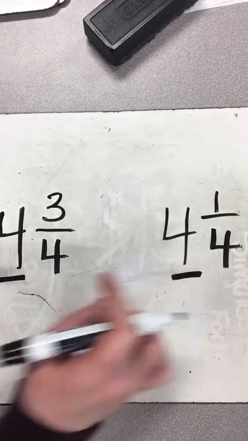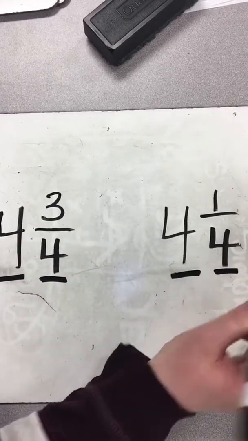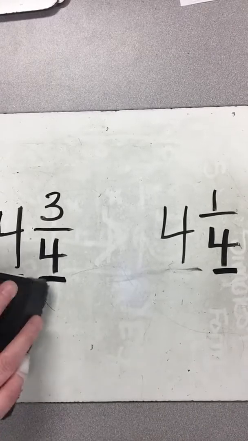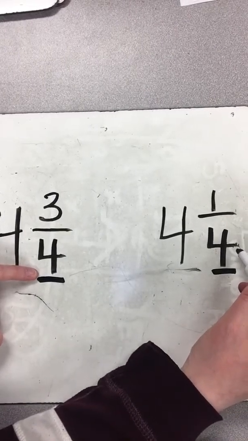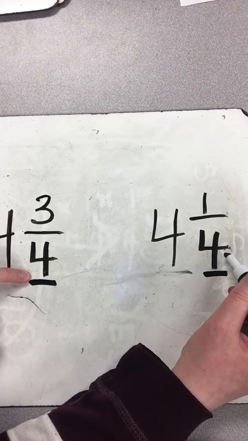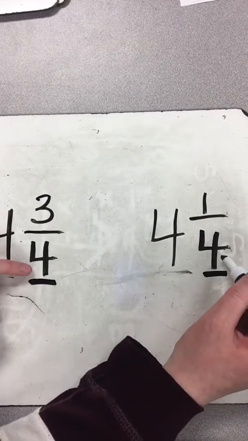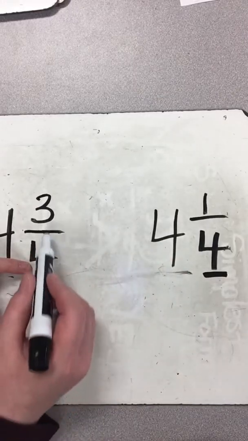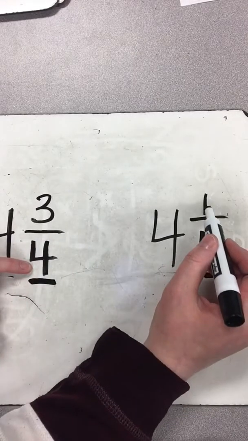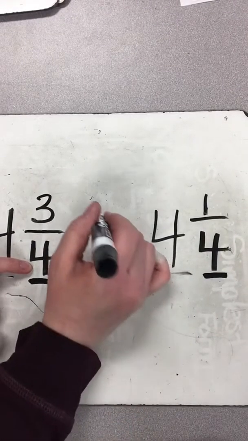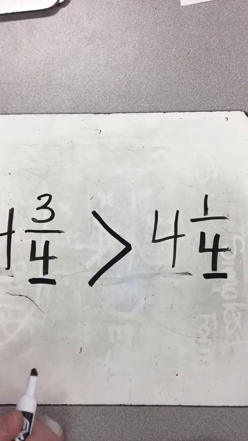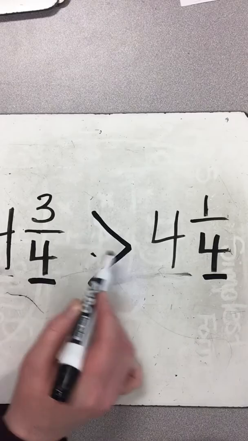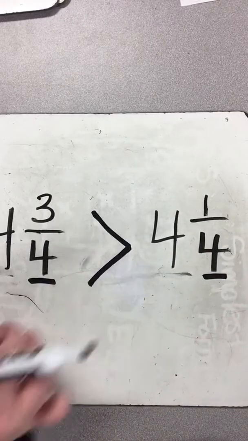So both of my whole numbers are 4. I'm checking out the next part, which are the fractions. Luckily for me, on this one, and you guys will have it on your assignment this week too, with the mixed numbers, my denominators are the same. That saves me a little bit of work. So I can just compare 3/4 to 1/4, and I know that 3/4 is bigger. Therefore, 4 and 3/4 is larger than 4 and 1/4.